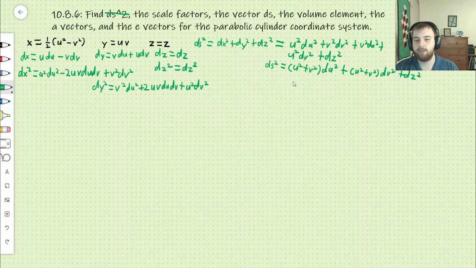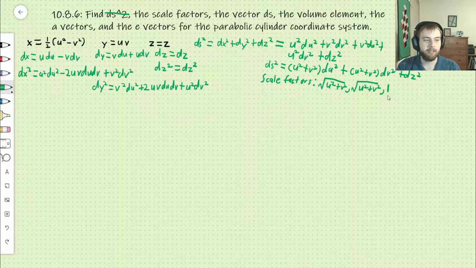To find the scale factors, it's as easy as taking the square root of the things in front of the different variables. So our scale factors can be read easily from here. Scale factors are the square root of u squared plus v squared for u, and then for our v variable, it's the same thing, the square root of u squared plus v squared. And then for our dz squared, it is 1. So those are our scale factors. Nice and easy. You can cross another one off of our list.